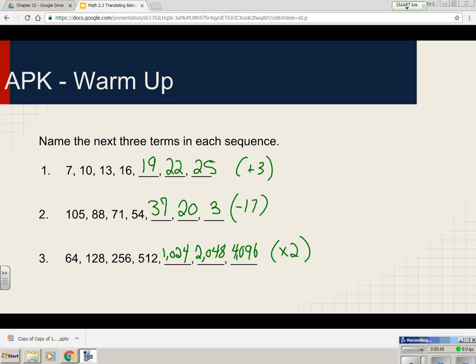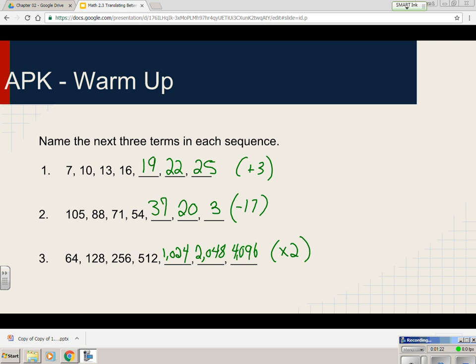So here are the answers. For number one, it was 19, 22, and 25. You're adding by 3 in the next sequence. For number two, it went 108, 105, 88, 71, 54, and then 37, 20, and 3. You were subtracting by 17 every single round. And then finally, you had to multiply by 2 every single one up.